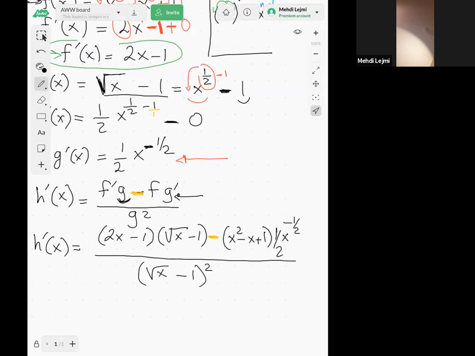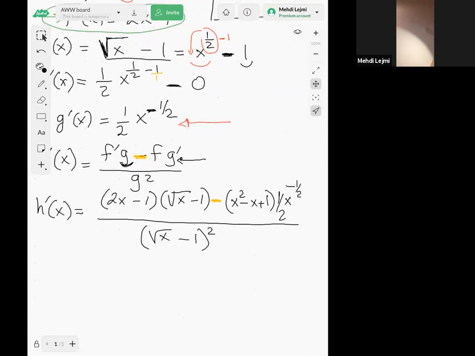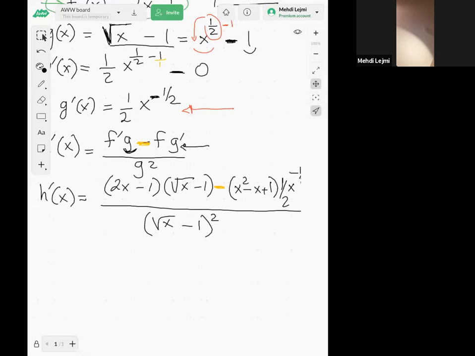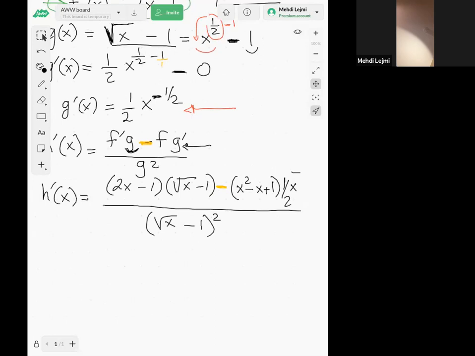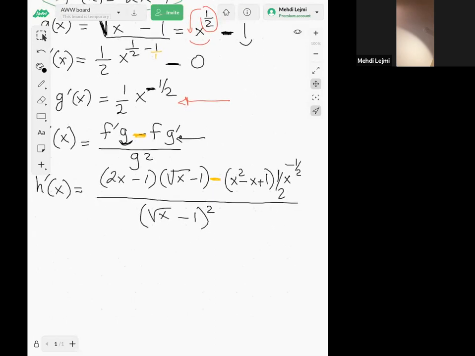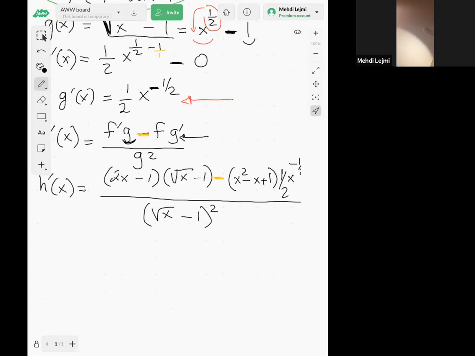All right. So of course you can try to simplify this expression, guys. You can try to distribute and see if you can simplify things in the top, the numerator. So we have h prime of x. You distribute. You see here 2x times the square root of x, and then 2x times 1. So 2x times square root of x.